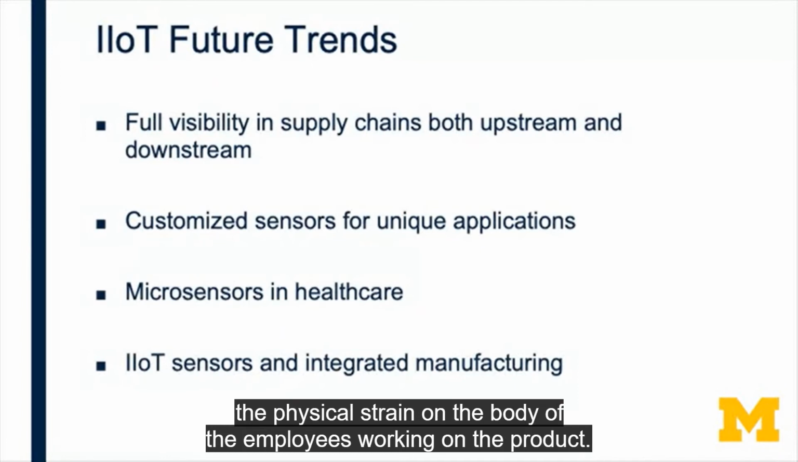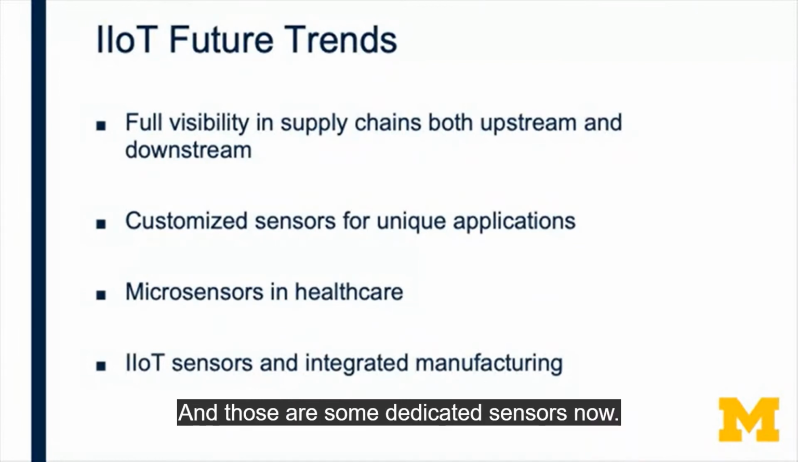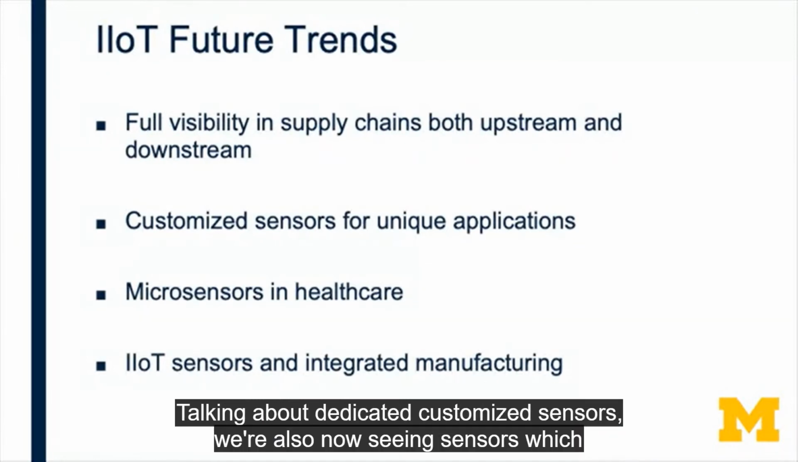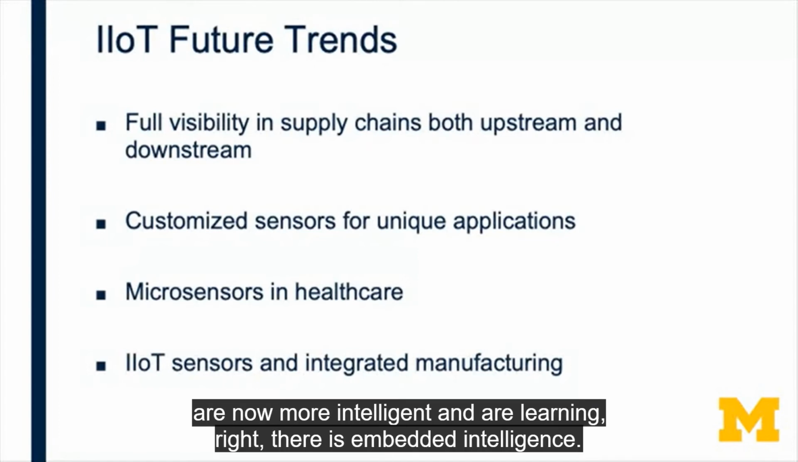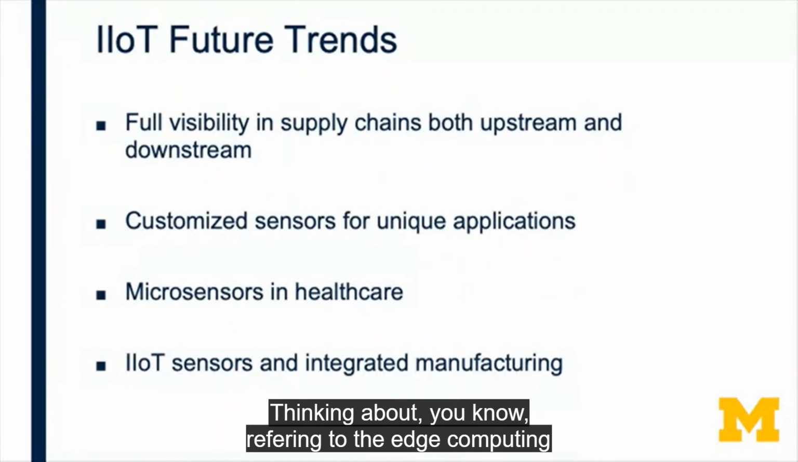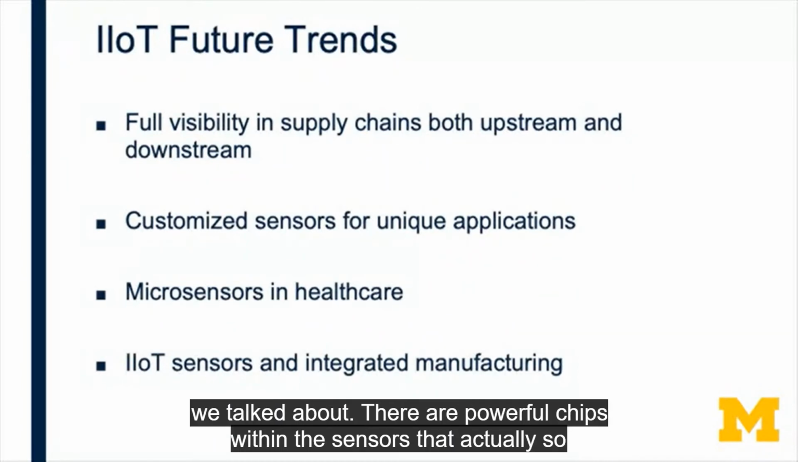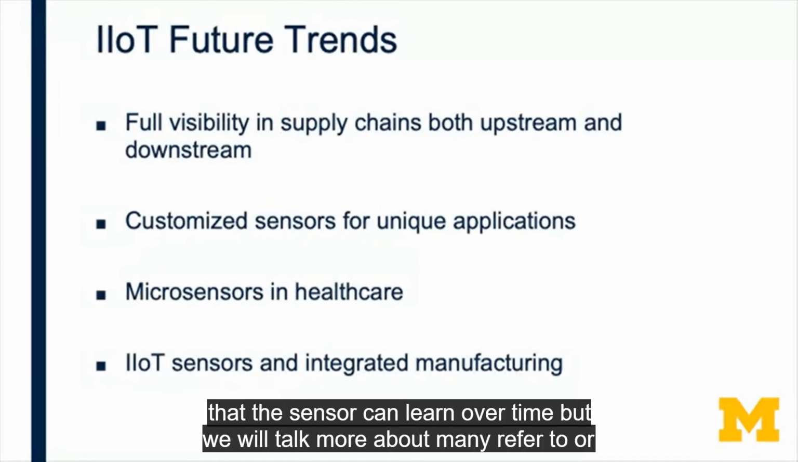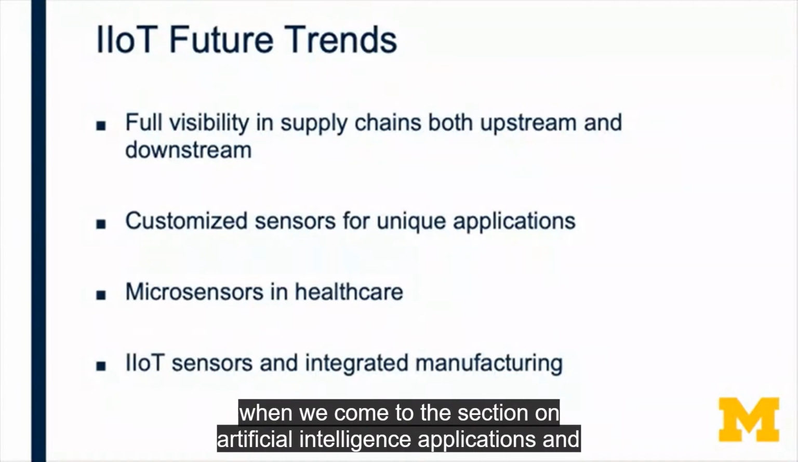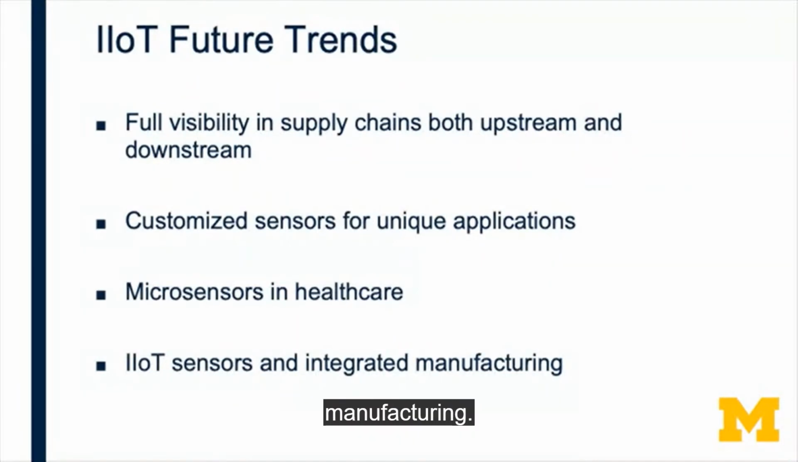Now, talking about dedicated customized sensors, we're also now seeing sensors which are more intelligent and are learning, right? There is embedded intelligence, referring to the edge computing we talked about. There are powerful chips within the sensors so that the sensor can learn over time. And we will talk more about this when we come to the section on artificial intelligence applications in manufacturing. We also have more exciting applications in other industries as well.